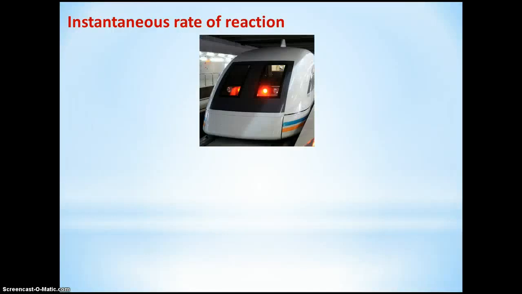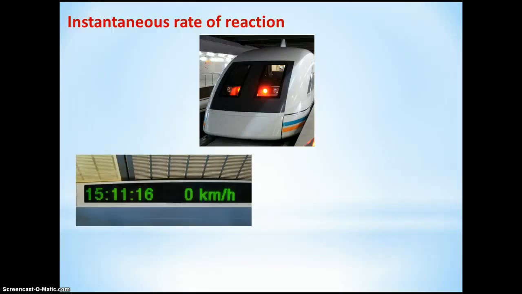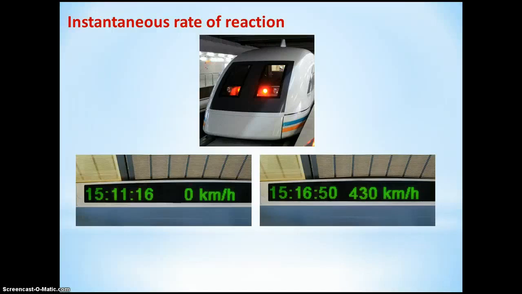Say you are traveling on a fast-moving train. At the very beginning, when the train is not moving at all, the speed at that particular moment is 0 km per hour. But when you travel, say 5 minutes later, it moved to a speed up to 430 km per hour. The speed measured here is not the average rate, but rather what we call the instantaneous rate. That means the rate at that particular instance.